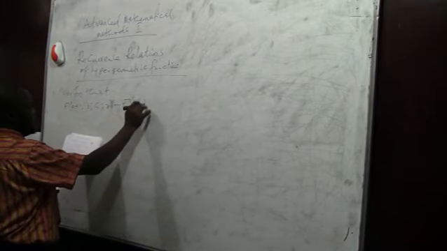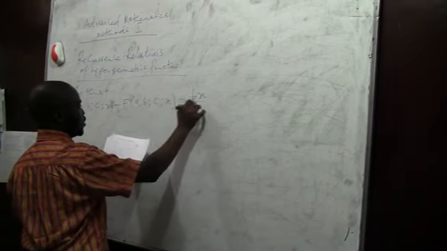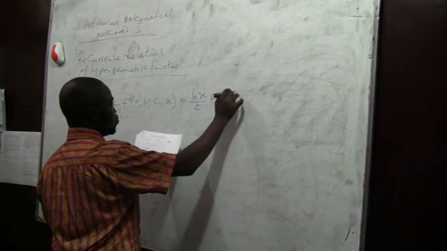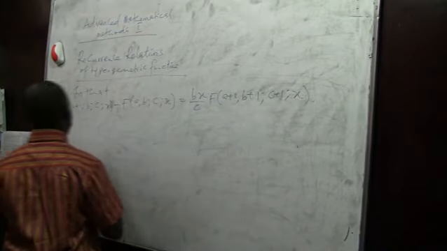Let's take some examples. Number one, verify that F(a plus 1, b; c; x) minus F(a, b; c; x) is the same thing as (b x divided by c) F(a plus 1, b plus 1; c plus 1; x). So this is what we want to establish.